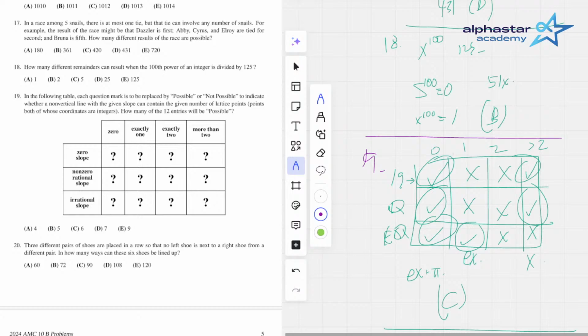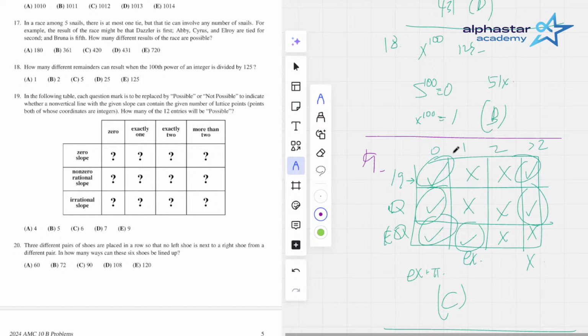Because if it passes through 1, then it passes through infinitely many. For example, if the slope is like 1/5, then it passes through 1, then it passes through infinitely many. But if it doesn't pass through, it can pass through none as well, like, for example, 1/5 x plus pi. And then, okay, so that could be 0 or infinitely many.